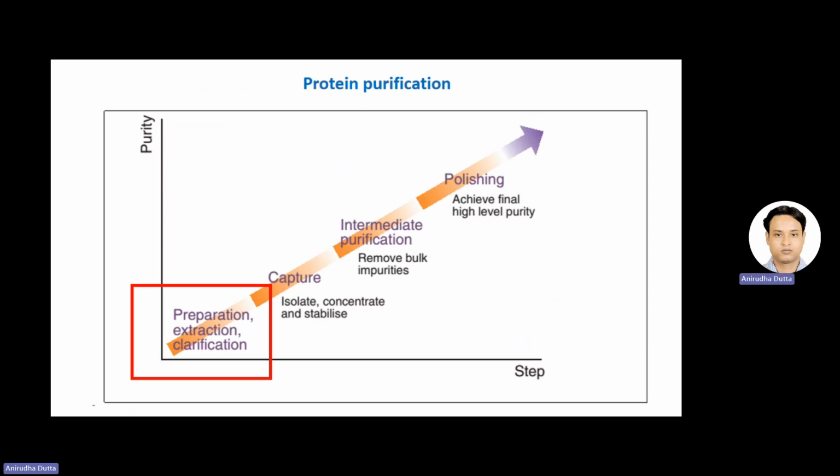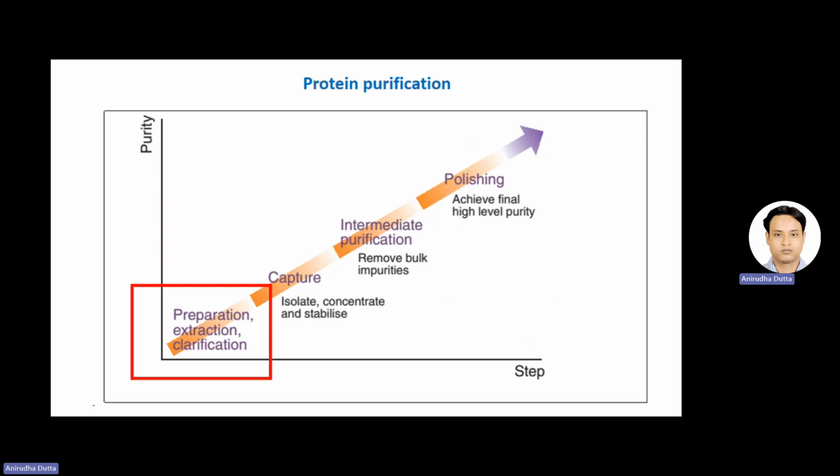Okay, so in the protein purification step, we have different steps. The first step would be the preparation of sample. Preparation of the sample is where we do the breaking of the cell envelope and extracting the protein from inside the cell to the buffer solution.